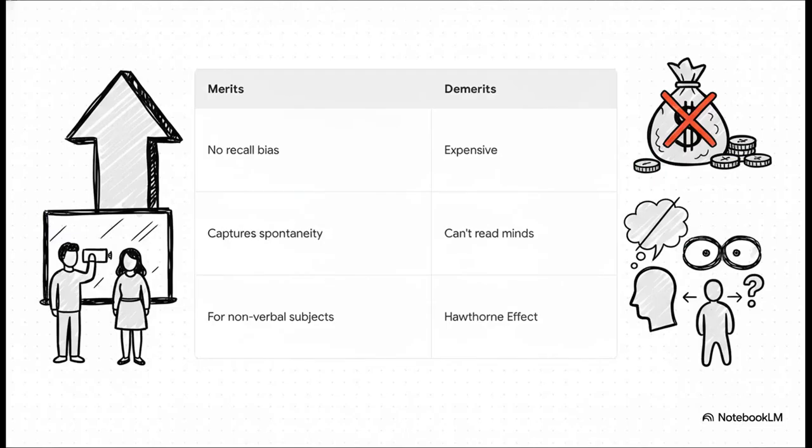But of course, no tool is perfect, right? There are always trade-offs. The huge plus side is that you see real, spontaneous behavior, not what someone remembers doing later. But yeah, it can be super expensive and take a ton of time. And you can't actually read people's minds to know why they're doing something. Then there's this really fascinating thing called the Hawthorne effect. Just think about it. How do you drive when you know a police car is behind you? You change your behavior, right? That's it. The simple act of being watched can change everything.